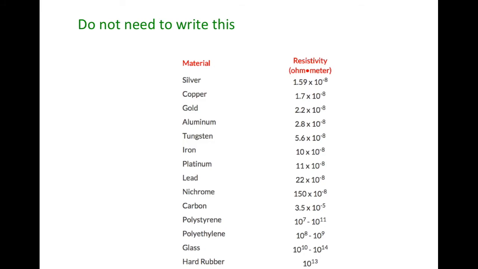Here are some examples. At the top, what you'll notice here is that one of the best materials to use for electrical charge is silver. It has a very low resistance. And as you go further down from copper all the way down to glass and hard rubber, we have a high level of resistance. Because silver is very expensive, we tend to use copper, which is still pretty good and much more affordable.